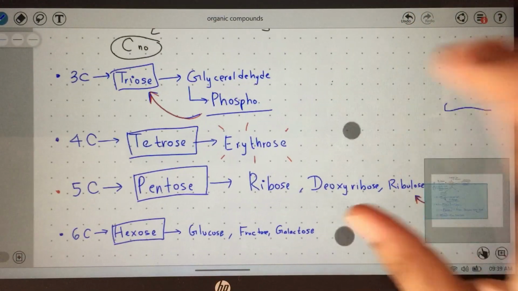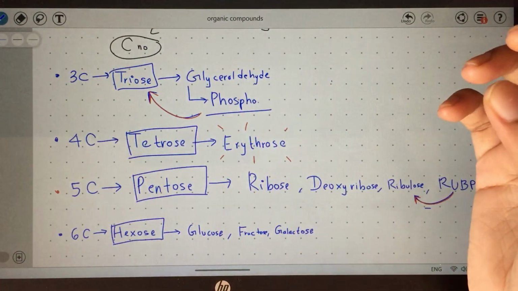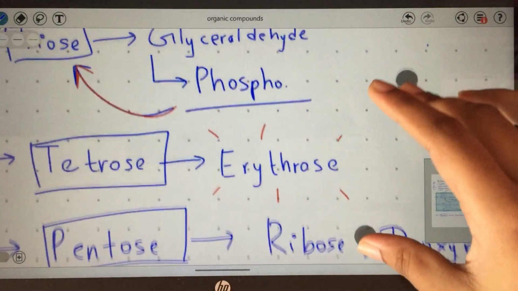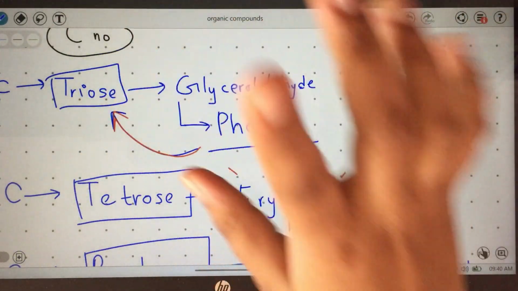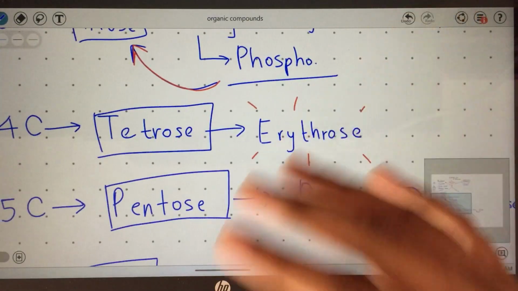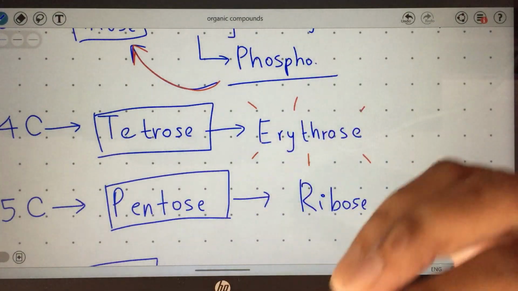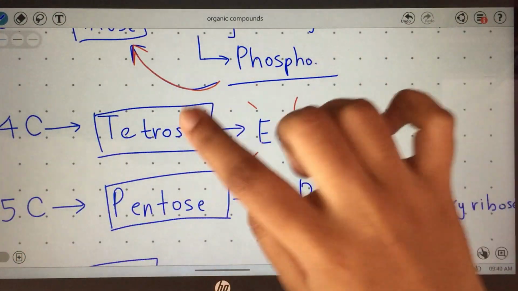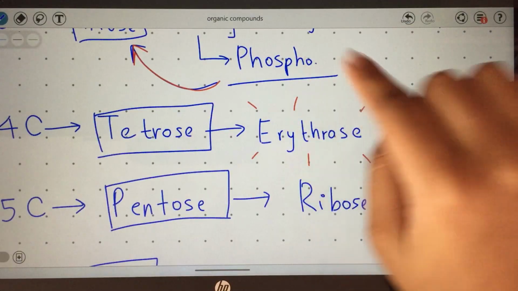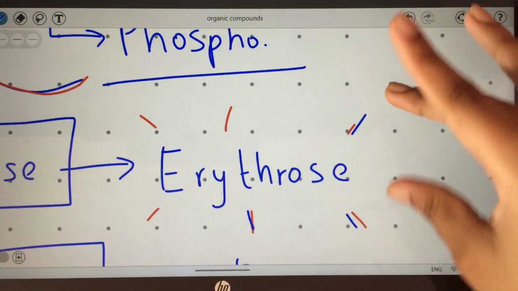Okay, so we'll quickly go through it. 3 carbon means triose, with glyceraldehyde and phosphoglyceraldehyde. Then what do you have to remember? Phosphoglyceraldehyde is a derivative of triose. Now this arrow means derivative. Okay, don't write everything, try to represent it with some small icon or some small arrow or whatever like that. Okay, 4 carbon is tetrose. Erythrose is an example. Erythrose, I have put this shining icon here. Why? To show that it's rare in nature.